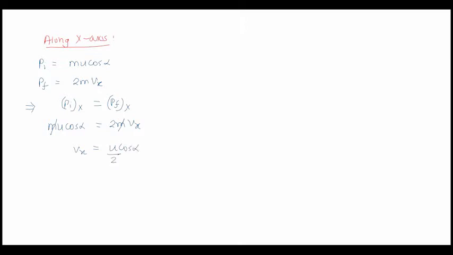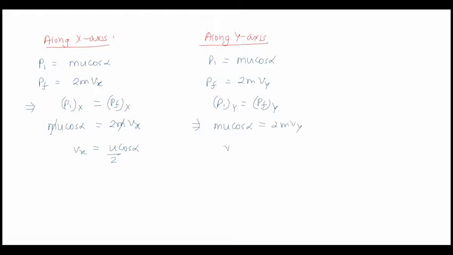And if we apply it for the y-axis direction, so along the y-axis direction, we can say that the initial momentum along the y-axis was also equal to mu cos alpha, and the final momentum will become 2mv along the y-axis. So if I take initial momentum along y-axis equal to final momentum along y-axis, I can write mu cos alpha is equal to 2m vy. So vy is equal to u by 2 cos alpha.